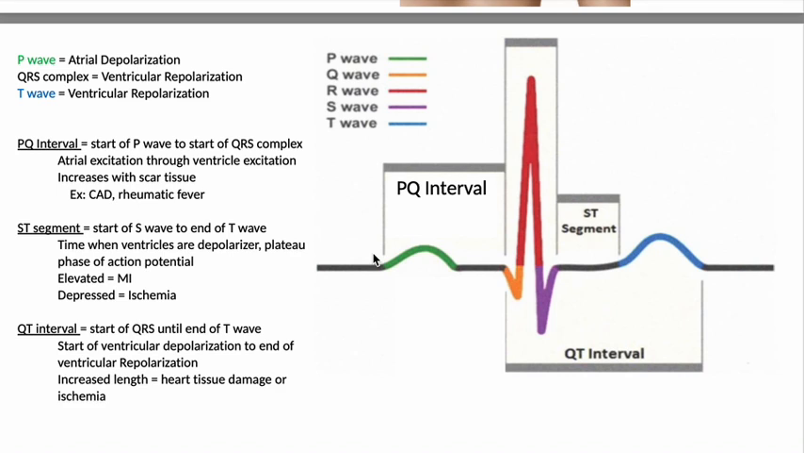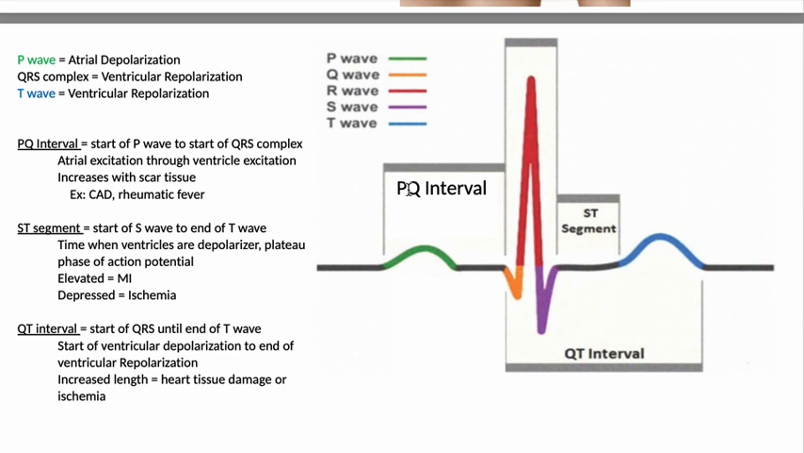And then there are some specific intervals and segments. Again, there are a lot more intervals and segments than just these, but these are very common ones that you will definitely learn more about when you get to your upper level courses. So our PQ interval, again, P to Q. This is going to be the start of the P wave to the start of the QRS complex. This is where the atria get excited through where the ventricles get excited. So we want to make sure that the signal we are passing on through the heart from the atria to the ventricles at the AV node and then the AV bundle is going smoothly.